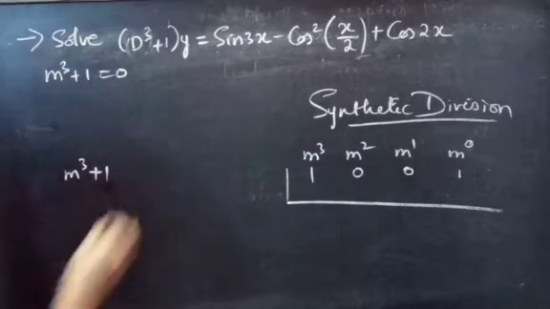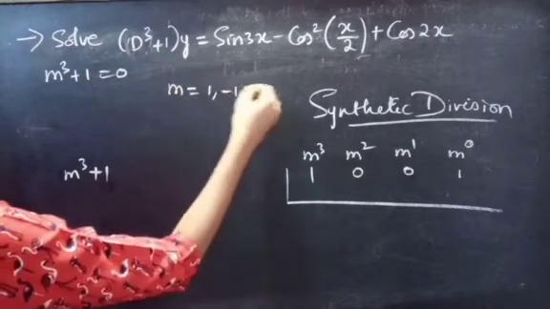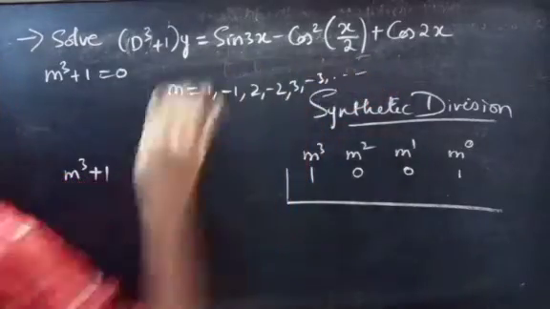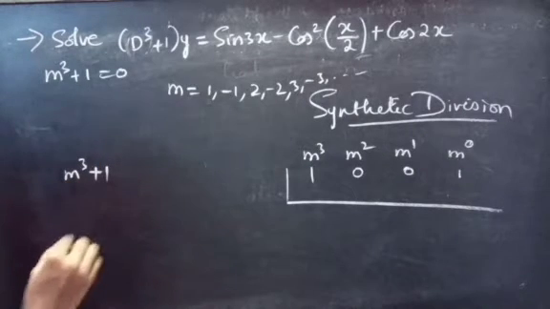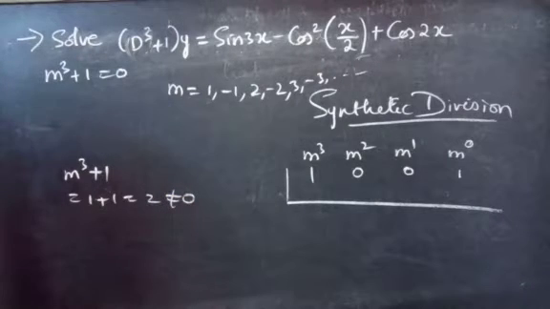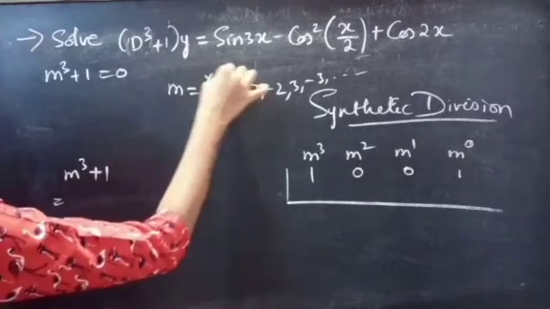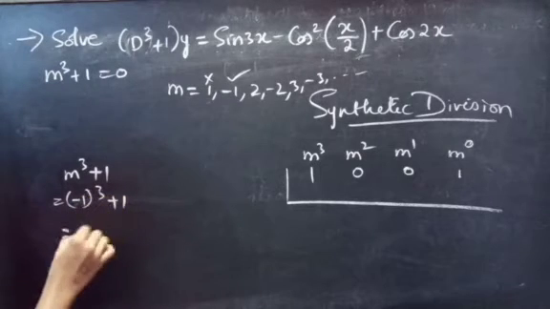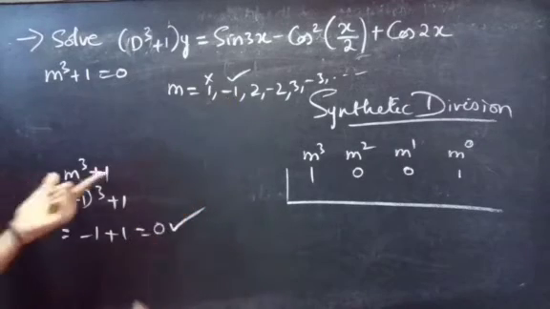Now, let's see which m satisfies this polynomial. If you take m = 1, you'll get 1 + 1, which is 2. So you don't get 0, right? It's not equal to 0. If you take m = -1, we'll get (-1)^3 = -1, plus 1, which equals 0. So m = -1 satisfies this polynomial.